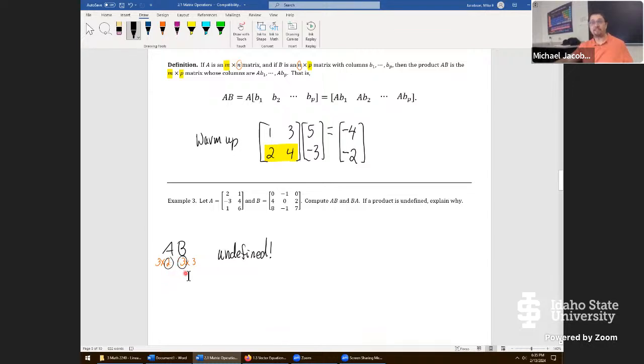Those two inner dimensions have to match up. Sorry, I'm messing up when I circle things. That was really weird. But if those match up, everything's fine. We can multiply. If there's a mismatch, the whole thing is undefined.